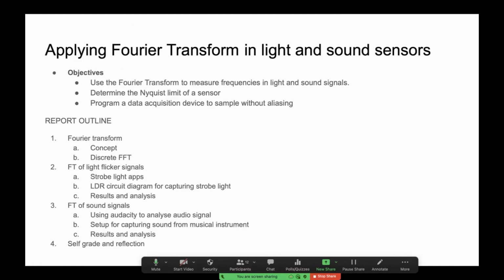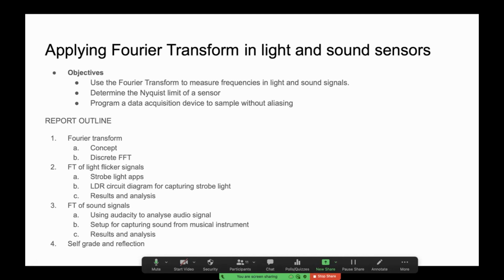Let's talk about this now: applying Fourier transform in light and sound sensors. So the objectives for the second activity or experiment are to use the Fourier transform to measure frequencies in light and sound signals, determine the Nyquist limit of a sensor, and program a data acquisition device to sample without aliasing. And the report outline is as follows.